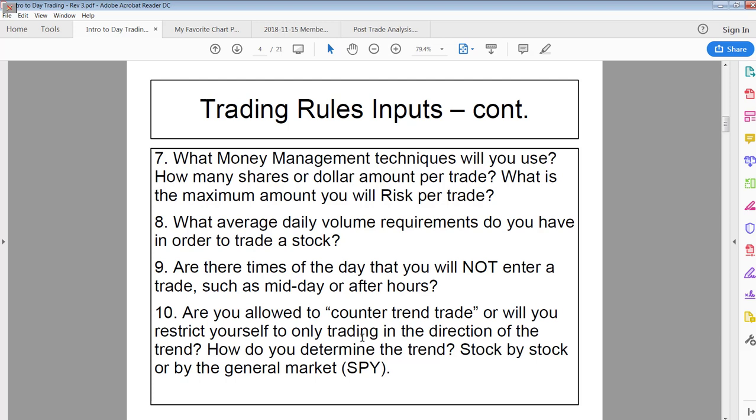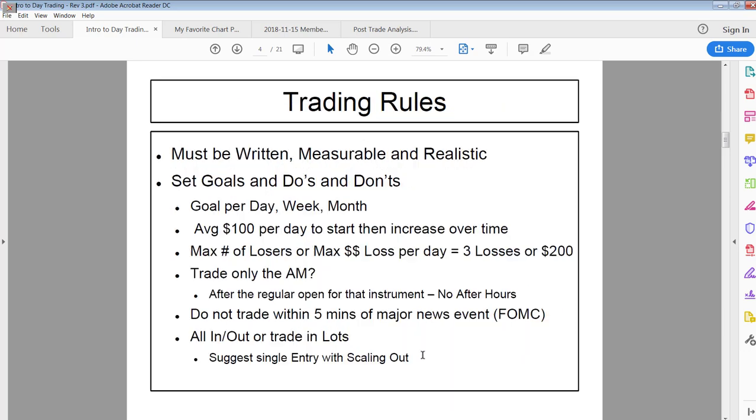Do you have any average daily volume requirements? Ravi was showing us today a number of stocks that were under 500,000, and we said we're probably not going to trade those. Day trading should probably be kept closer to 1 million, but definitely over 500,000 shares. Will you allow yourself to do counter trend trades because they don't have the wind at your back? Or will you restrict yourself to only trading in the direction of the trend? And do you determine the trend by the overall market or a SPY or by the stock?